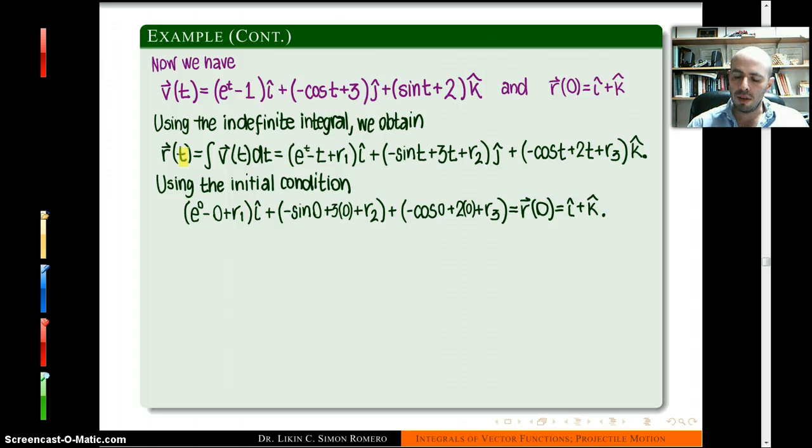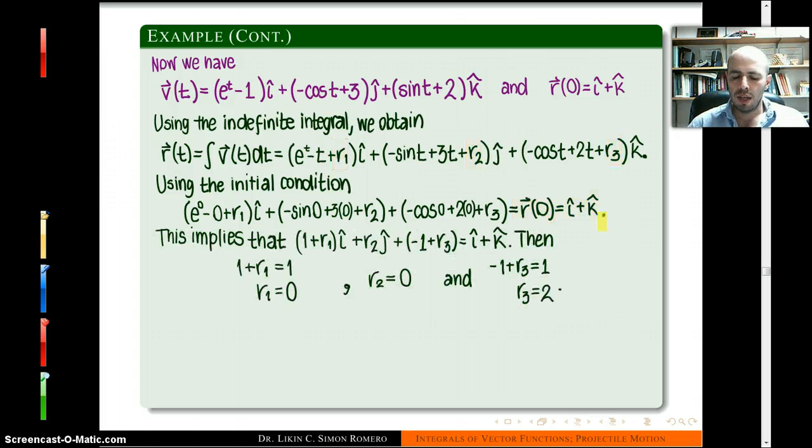So using the initial condition again, the only thing that we have is we have to find r1, r2, and r3. So I'm going to plug in t equal to 0 in this case. And why t equal to 0? Because that's the time that they gave us the initial condition of. Given that, we're just going to compare the resulting components on each side, and then set the corresponding components equal to each other, and we obtain that our answer is r1 equal to 0, r2 equal to 0, and r3 equal to 2.